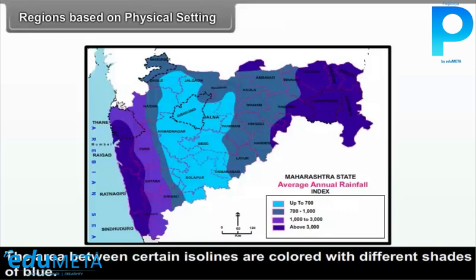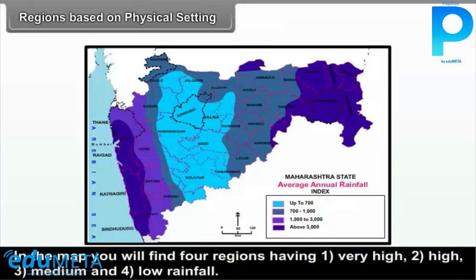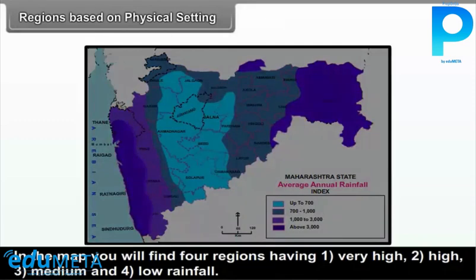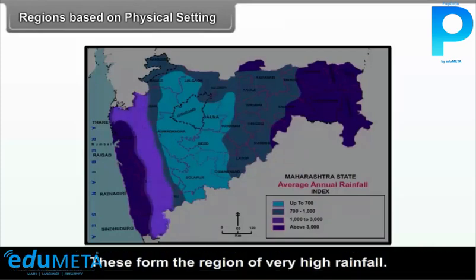The area between certain isolines is colored with different shades of blue. Conventionally, blue color is always used to represent water. In the map, you will find 4 regions having very high, high, medium and low rainfall. Areas having rainfall more than 3000 mm appear as isolated patches in the Western Ghat region. These form the region of very high rainfall.